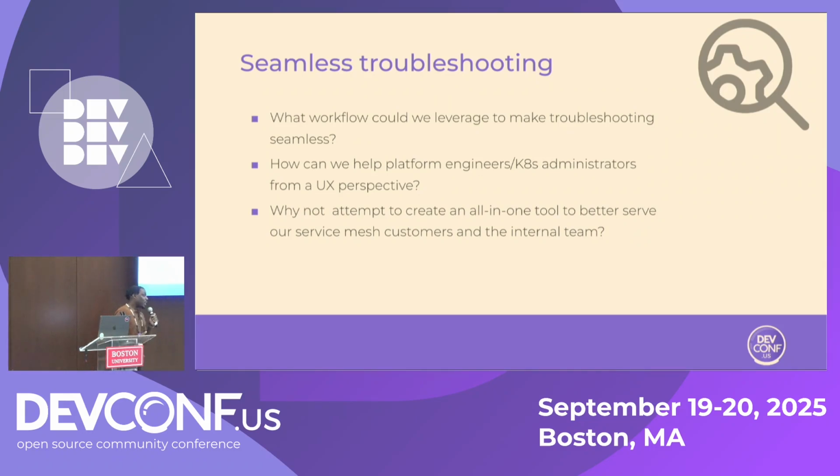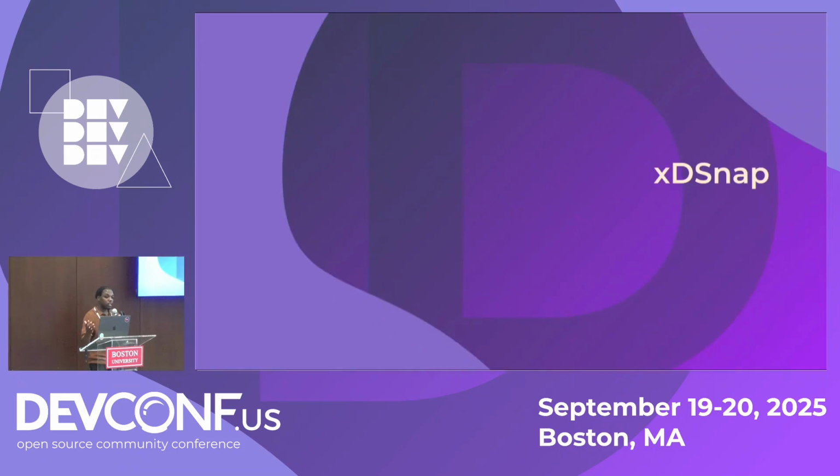I've seen a few times where it was a bit rigid to help out teams, and it's a super pain point for that. And if there was a way to create an all-in-one tool, or at least start it, because xDSnap is nowhere near having all the tools that I could have, but how can I and my team provide that for service mesh customers and even networking customers and for our internal teams? And really, that's where xDSnap was thought of.